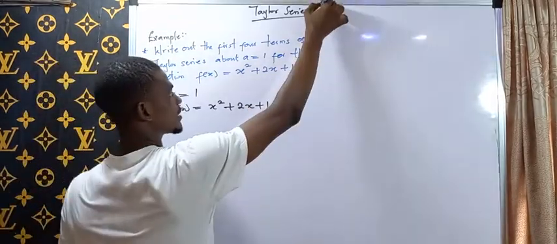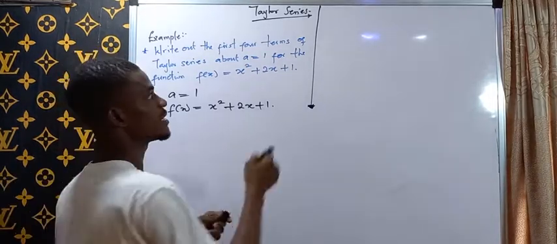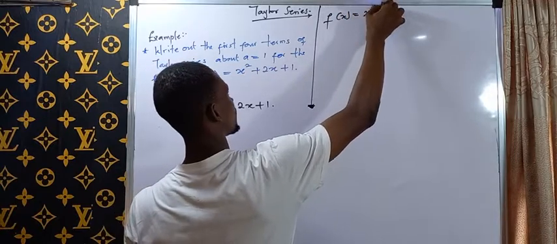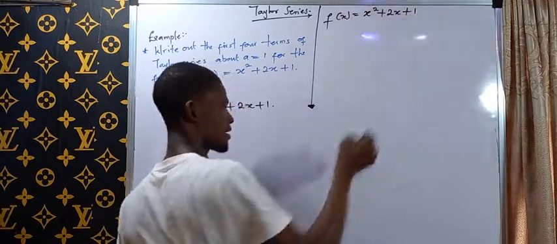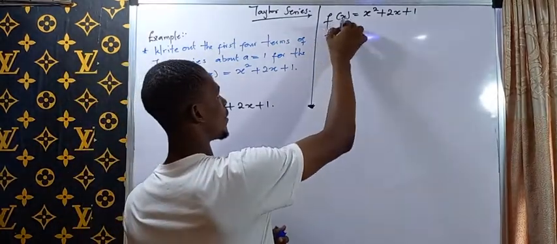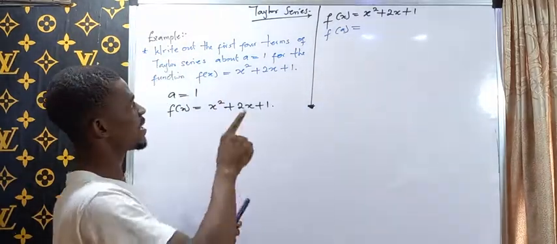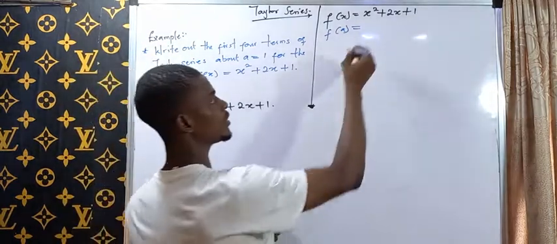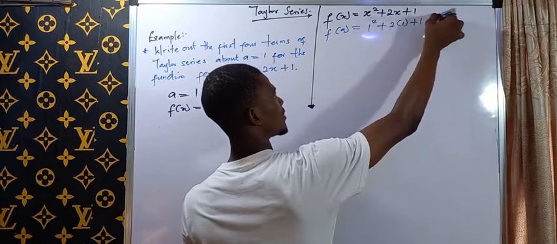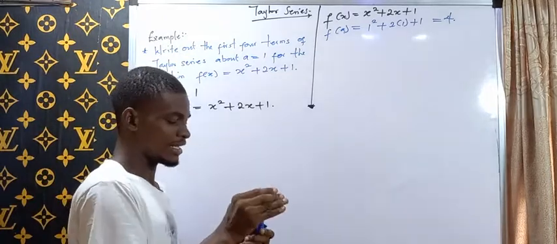Okay, we all know that we have to differentiate first. So let's differentiate. If f of x is equal to x squared plus 2x plus 1, I'll look for f of a. Then I can say that f of a is equal to, anywhere I see x, I'll put what? a. But what is my a? My a is 1. So that would be 1 squared plus 2 times 1 plus 1, which is the same thing as 4. That's the first one. I've not differentiated yet. Now let's differentiate.